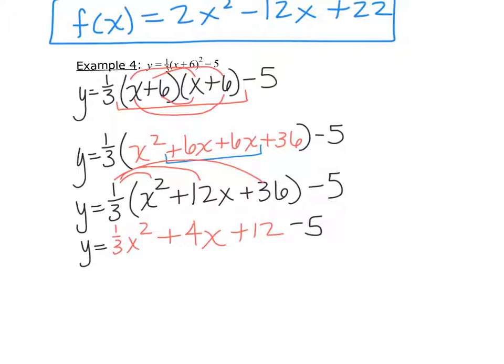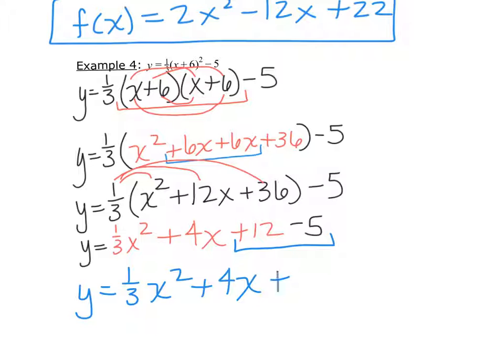All right, finally, I can put 12 minus 5 together, right? So y equals 1/3 x squared plus 4x plus 7.